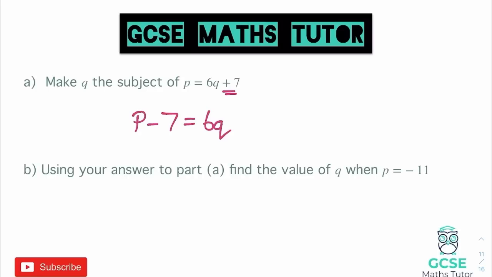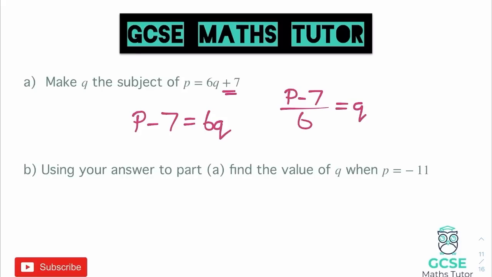So if we divide by 6, we'd have p minus 7 all divided by 6, and always write it as a fraction. We don't want any multiplication or division symbols in a formula, and that is going to be equal to q. If you want, you can write that the other way around. You can write q is equal to p minus 7 over 6, but it's fine to leave that equals q on the right hand side. Now we've got part B. It says, using your answer to part A, find the value of q when p is equal to -11.